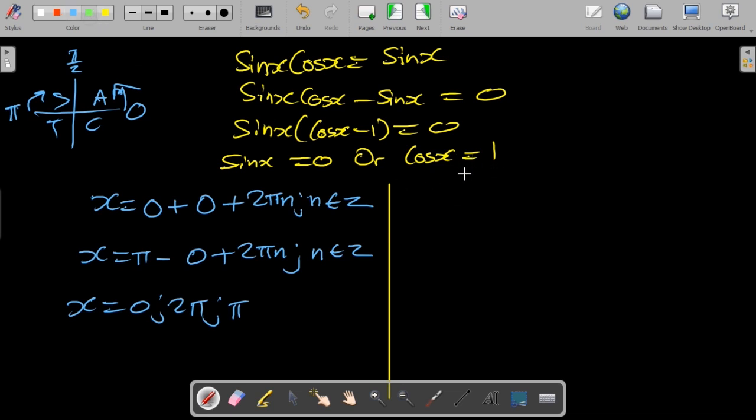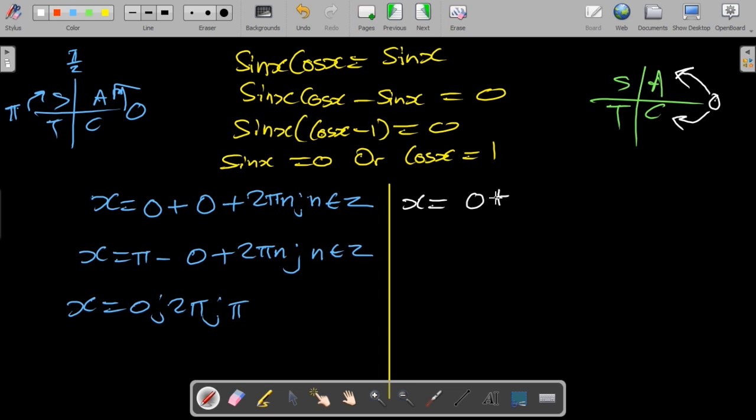Coming to the right hand side, the reference angle is arc cosine of 1, which is 0. But this is a 1, which is positive, so we're going to look for places where cosine is positive. Cosine is positive at 0 minus as well as 0 plus. So we're going to write our x solution as 0 plus our reference angle of 0, then 2 pi n, and n is an integer.